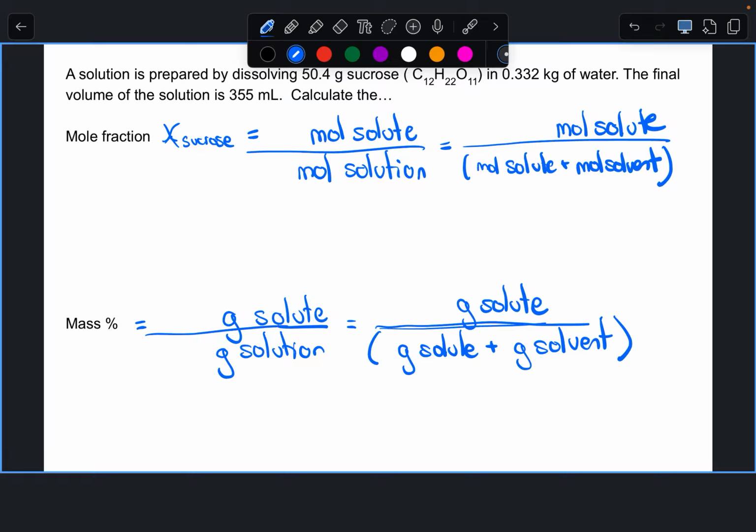Okay? Because this is a percent, if I just left it like this, it would be a mass fraction. Because it's a percent, I multiply by 100. So cent means 100, like century. Okay, so go ahead and work on those two. I'll give you a few minutes to do that.